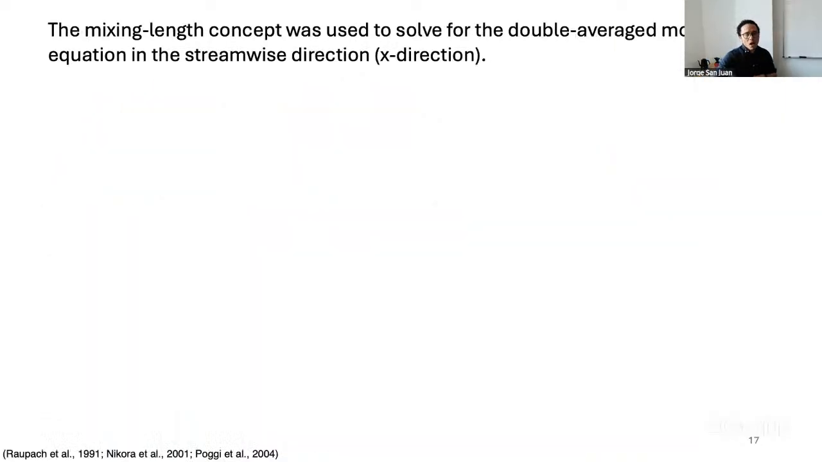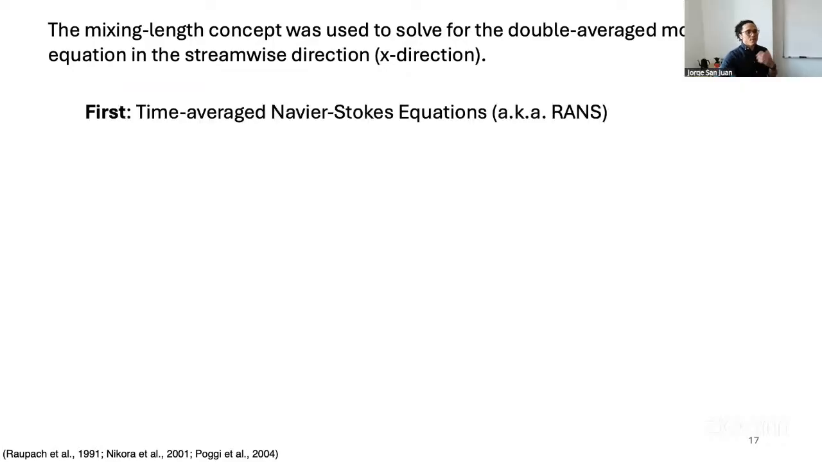So a little bit of mixing length theory here. For the mixing length, we started with the Navier-Stokes equations, and we did a double averaging of them. We did a double averaging of the momentum equation. The first thing that we did was the time average. This is the most common form of the Navier-Stokes equations, the RANS. We time averaged the Navier-Stokes equation over the turbulence.